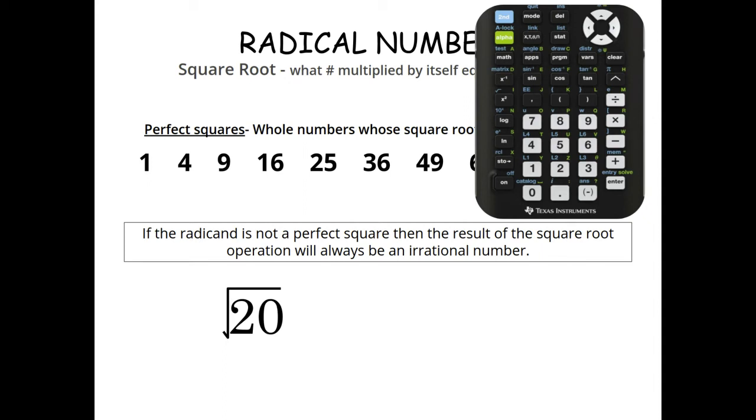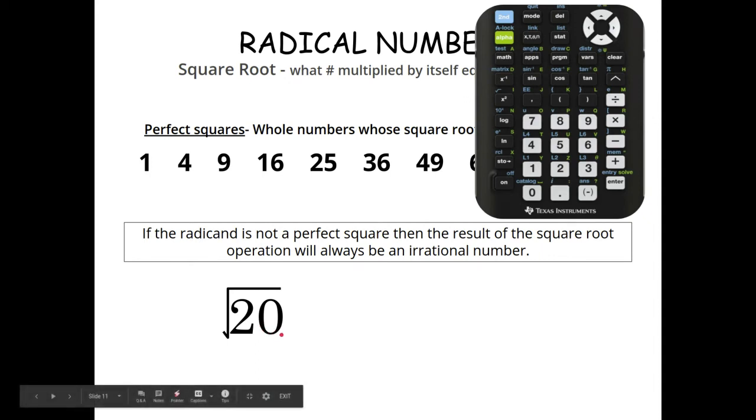Radical 20, again, is not a perfect square. 20 is not a perfect square. It does not have an integer that multiplies by itself to equal 20. Therefore, the result of this operation will always be irrational.